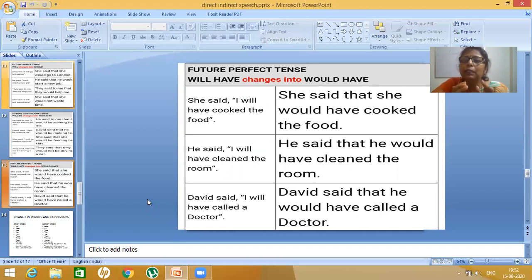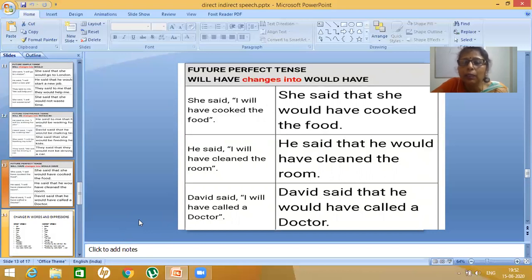So these are basically the changes that you get in the tenses. Tenses are very important when you are changing a sentence from direct to indirect speech. So you need to remember all the rules. And for today, we have done the tenses.